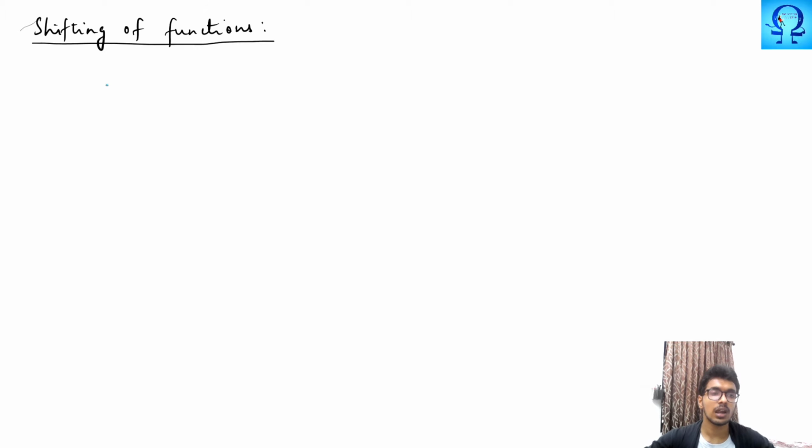So in order to shift a function vertically, in the sense it may be upward or downward, what you have to do is that you have to take f of x plus k. If f of x is your given function, if you add a positive quantity to it, it will move upward. If you add a negative quantity to it, it will move downward. So this is for vertical shifting.